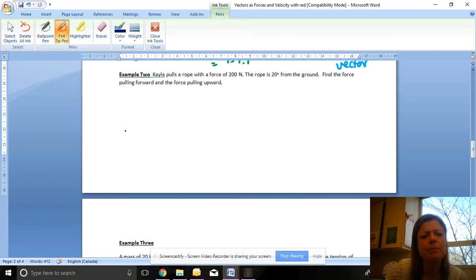So Kayla is pulling a rope with a force of 200 newtons. If you go to page 358 in your textbook, there's a prettier drawing. I'm just going to show the vector diagram here. So it's making a 20. If here's the ground. Oh my gosh, bad ground. Okay, let's try that again. If here's our ground.